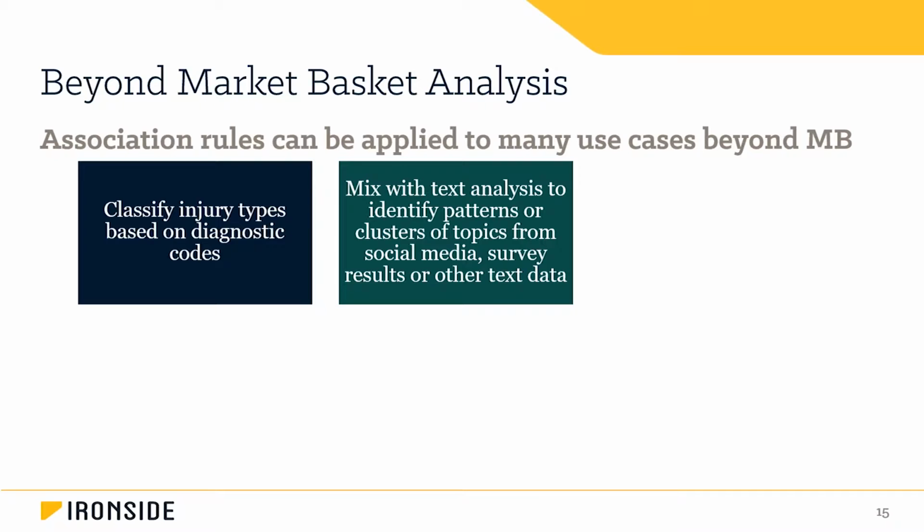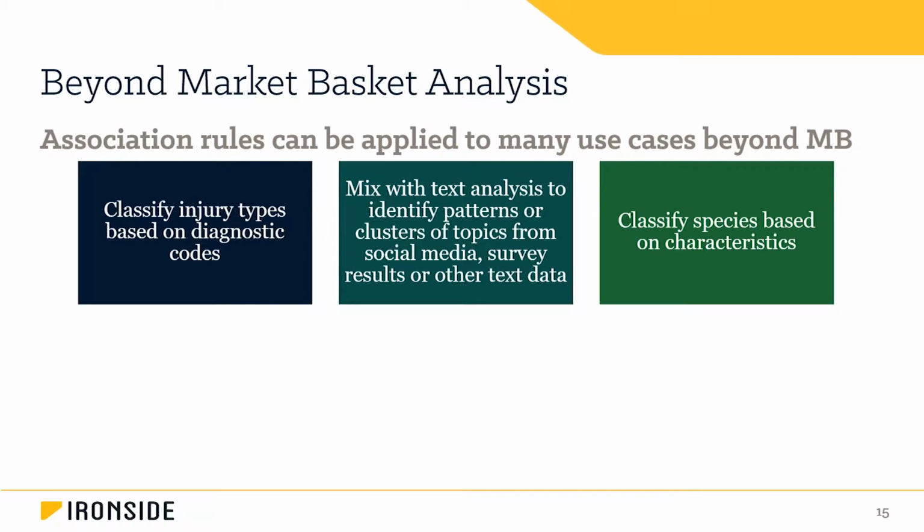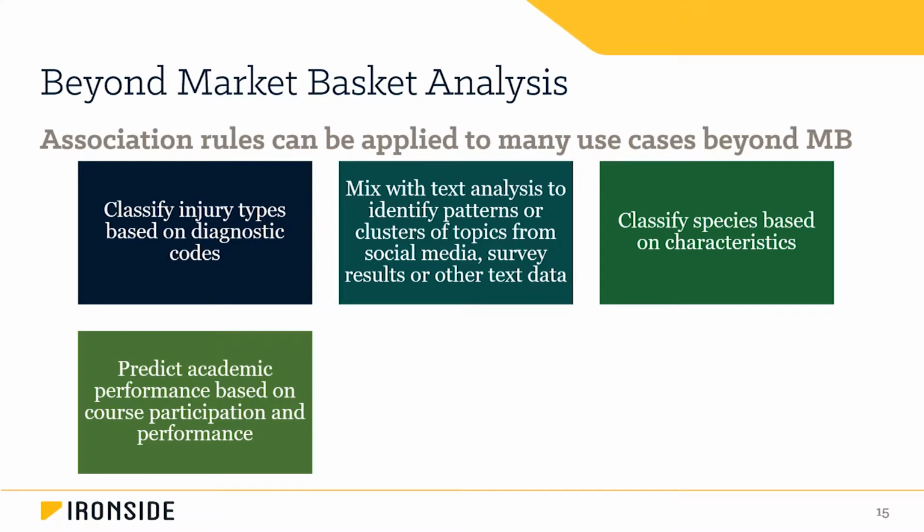And that's really not even industry specific. That could apply to a number of different areas. In the biology world, they use association rules frequently to try to classify species based on characteristics. And I think that's kind of a classic categorization use case that you could think of being applicable to a number of other domains as well. In academia, you can do this with courses that have been taken or with performance in courses to predict overall academic performance and success.